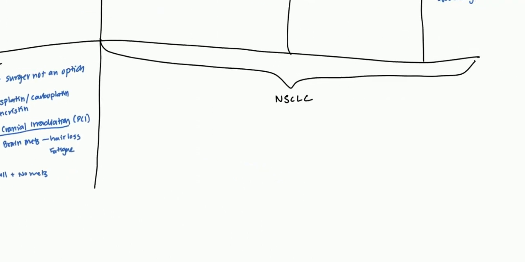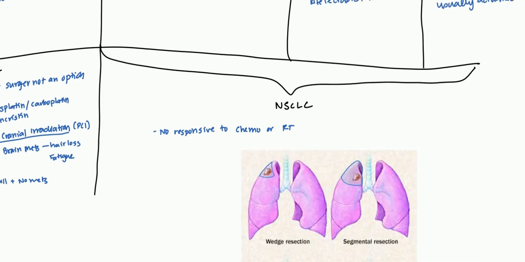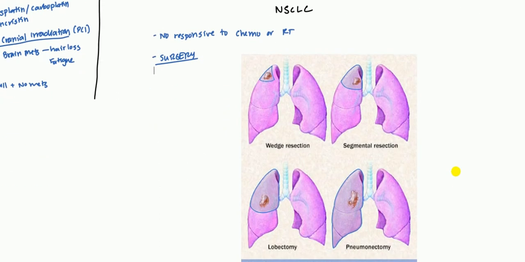Now, for the non-small cell lung cancers, these are not responsive to chemo or radiation therapy. So your only option is to do surgery. So we're going to look at surgery. Here we have different locations of tumors in the lung and the different types of surgeries you want to do depending on location. As we go from here all the way over to the last one, you can see that the tumor is getting more and more central.